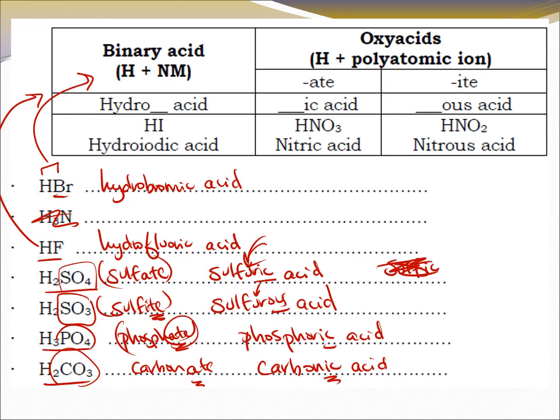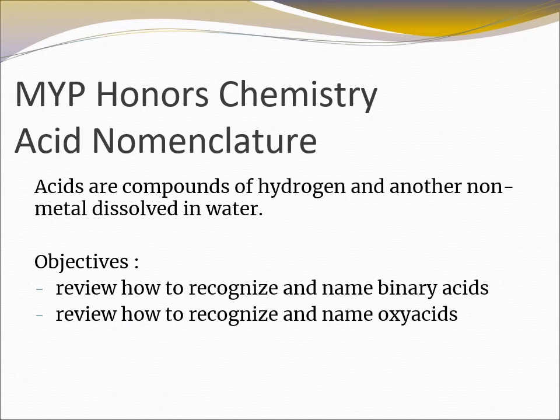Good. All right, my friends. Well done today. We accomplished our objectives. We reviewed how to recognize and name binary acids. Binary means 2, H, and then some non-metal. We're going to use hydro something ic acid.